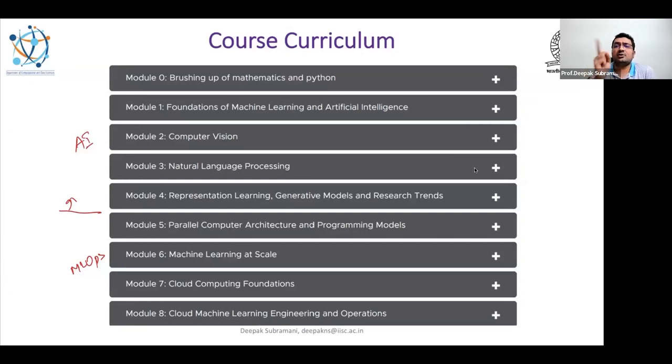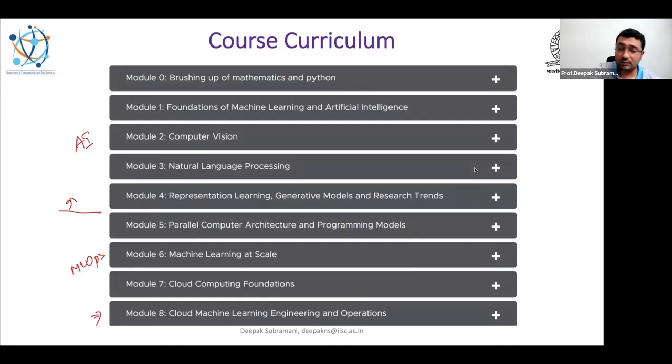If somebody asks you tomorrow, is AI capable of doing this task, you can confidently answer them and tell them that this is the AI model that must be used or not. Then we have 4 other modules on MLOps, which involves parallel computer architectures, training machine learning at scale, cloud computing foundations, and cloud machine learning engineering and operations. So that's where MLOps comes into the picture.